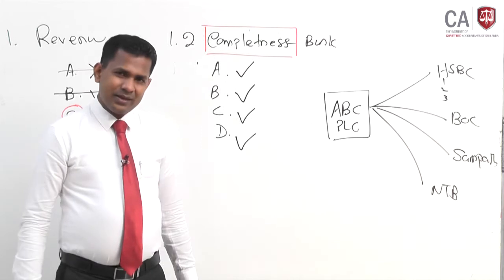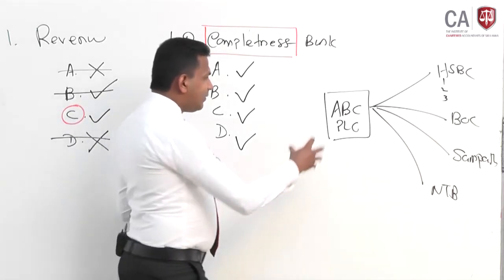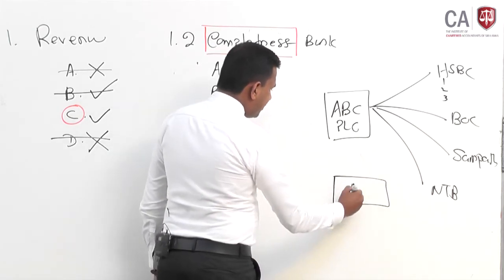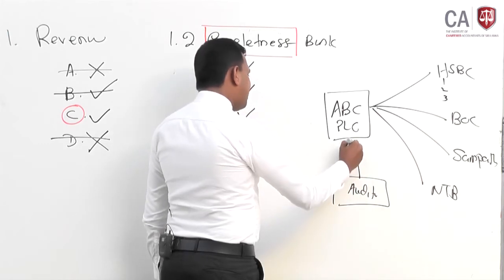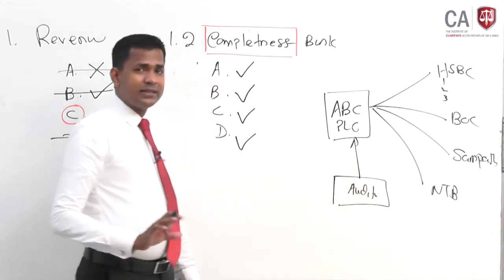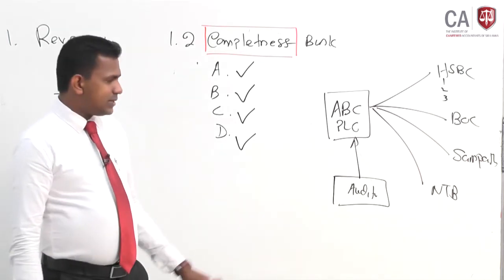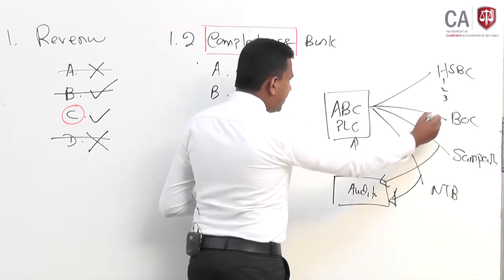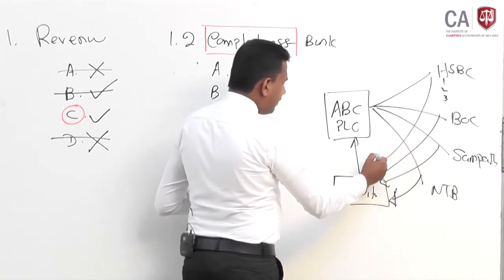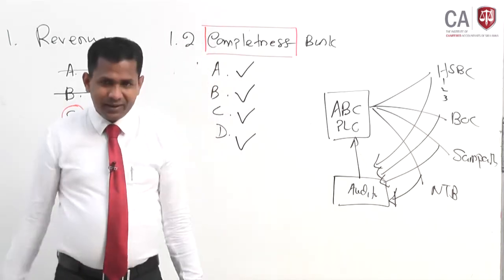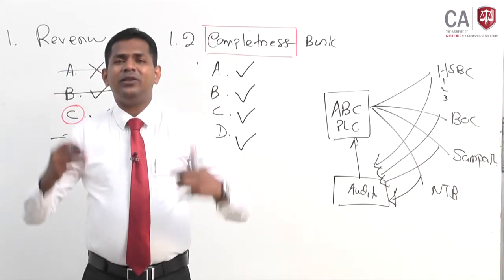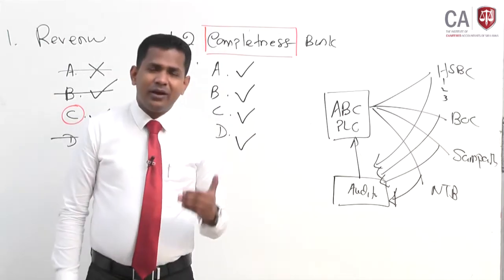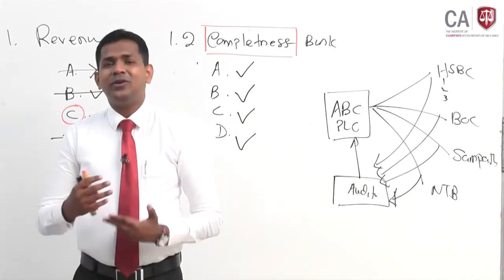That's the purpose. So in achieving that, rather than depending on the internal records that are available in ABC PLC, what you could do is ask these banks to confirm, without giving the list in advance, what balances are available in those banks under the name of ABC PLC. You can ask the bank to confirm, rather than you giving a list.